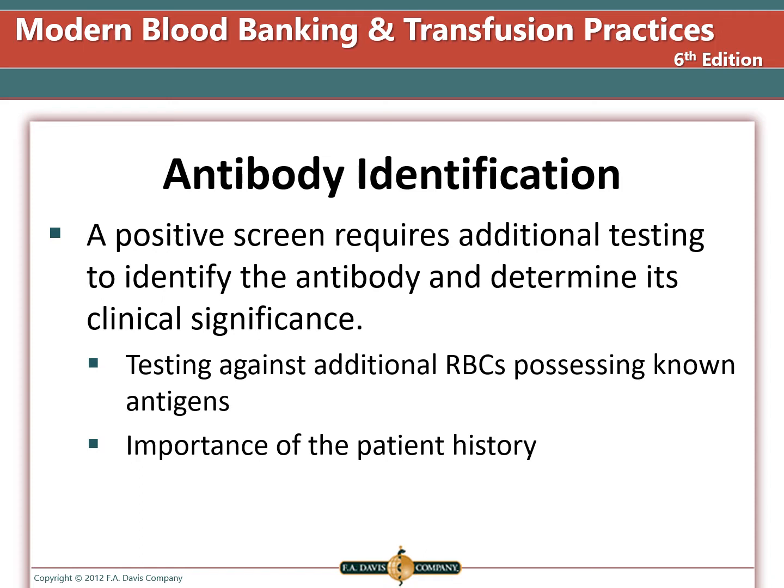If an antibody screen is positive, then additional testing is required to identify the antibody. So instead of 3 screen cells, you will test 11. This is an antibody panel. It is important to check the patient history to determine if there is prior history of an antibody. Even if there is history of an antibody, you must determine if the patient has developed additional antibodies.